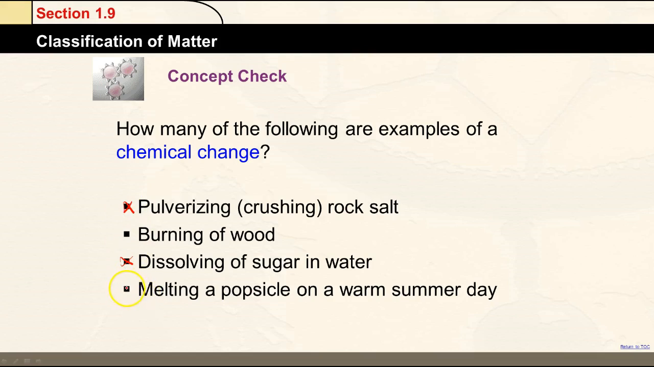Melting a popsicle on a warm summer day. Remember, when something melts, like when I said an ice cube melts, that was not a chemical change. That is still a popsicle, it's just in a liquid form instead of the solid form that you're used to, so that would be a physical change. And so we would be left with burning of wood. When you burn wood, those ashes are left with completely different properties than the wood itself before it was burned, and because it has new properties, it has gone through a chemical change, so that would be the correct answer.